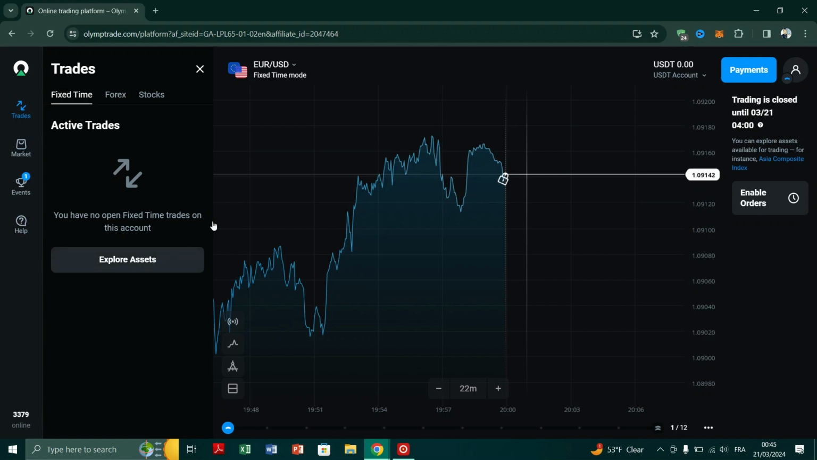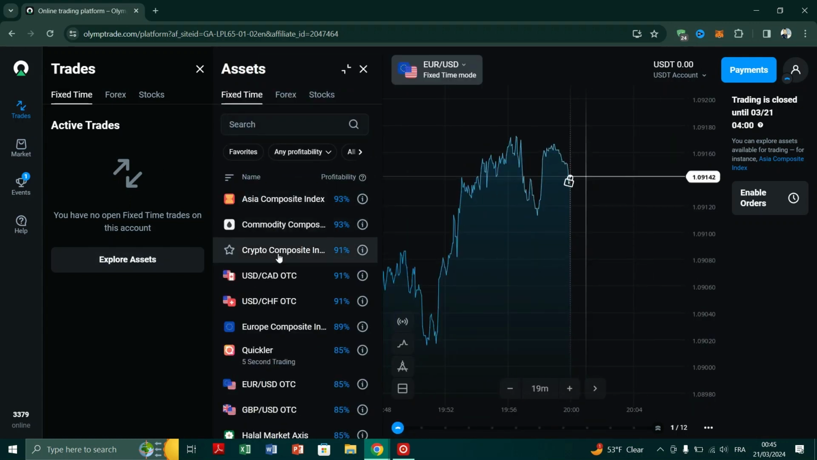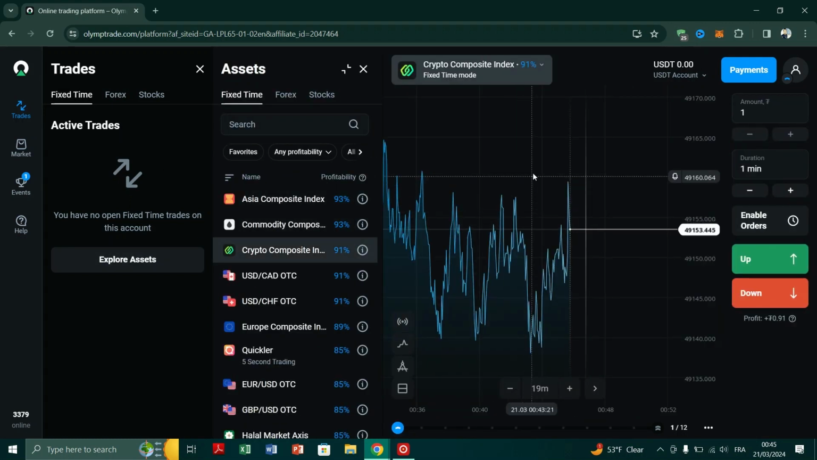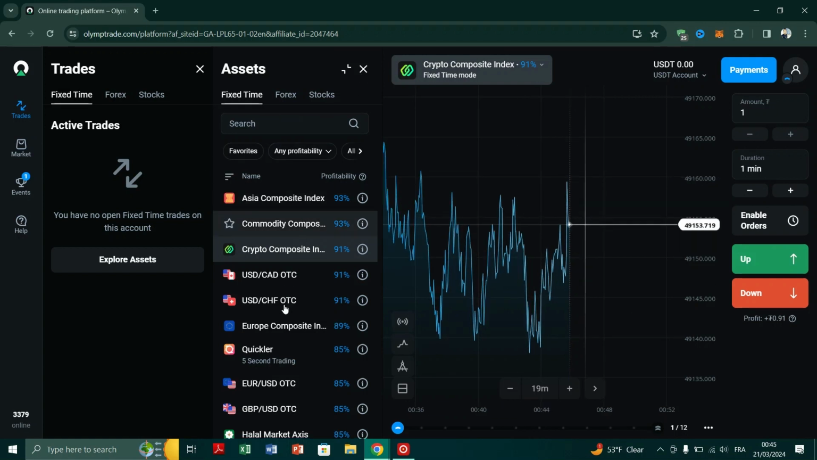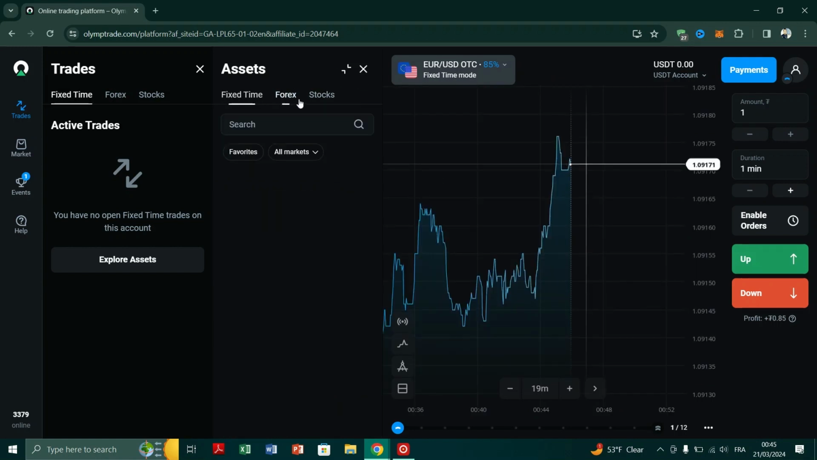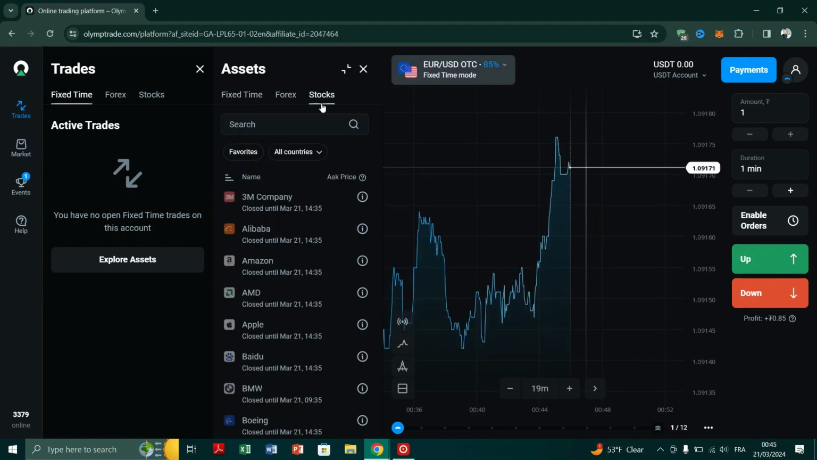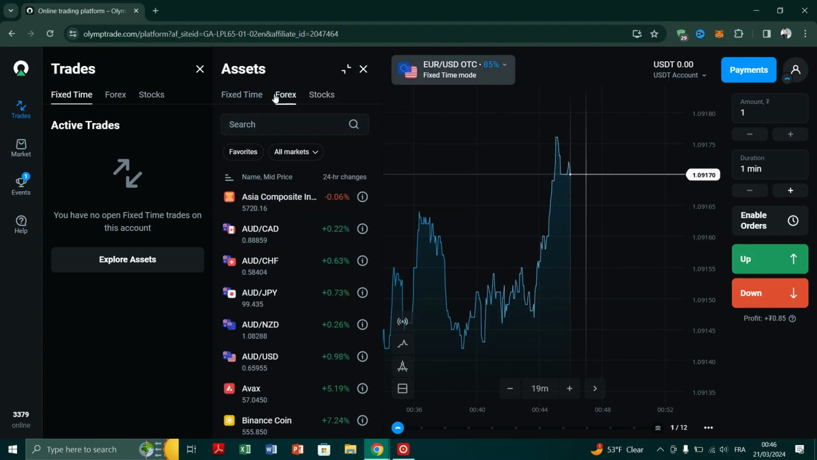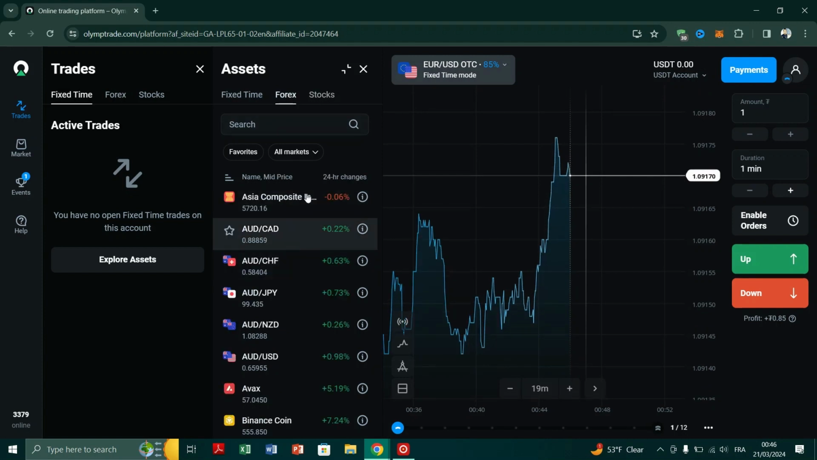1. Start by logging into your Olymp Trade account. Navigate to the trading platform and select your preferred asset class from currency pairs, stocks, commodities, and/or cryptocurrencies. Choose an asset that aligns with your trading strategy and preferences.